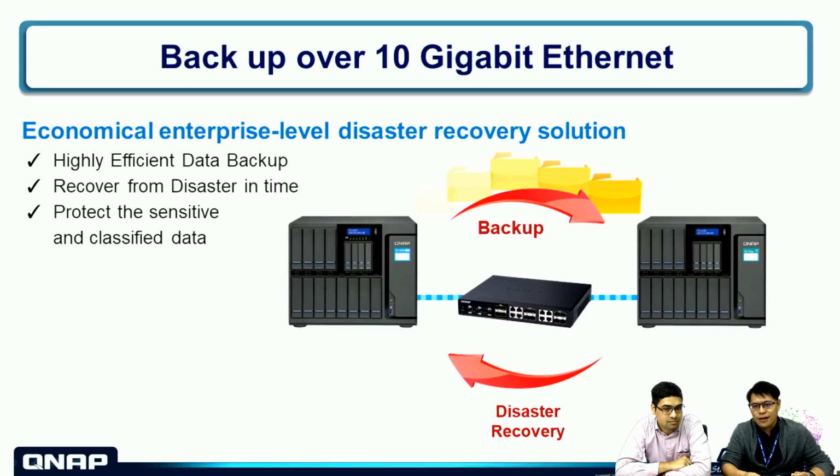Okay, and with 10 gigabit Ethernet becoming mainstream in the market, a user can now use an affordable solution to build their own enterprise-level disaster recovery solution with our QNAP NAS. So what can this feature bring to users? Number one is highly efficient data backup, and number two is recovery from disaster in time. And number three, because you use your own NAS to build this solution, you can keep your sensitive or classified data on your NAS. So it's very convenient and high speed, and you are building a private cloud, so all your data is more secure.